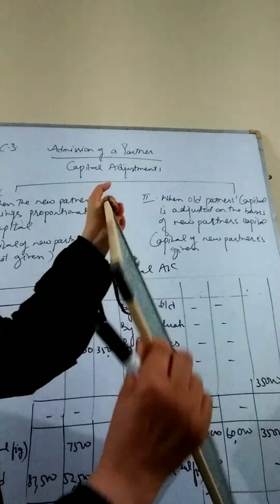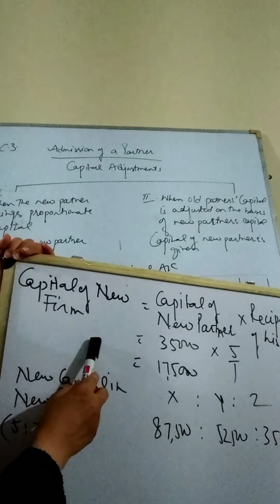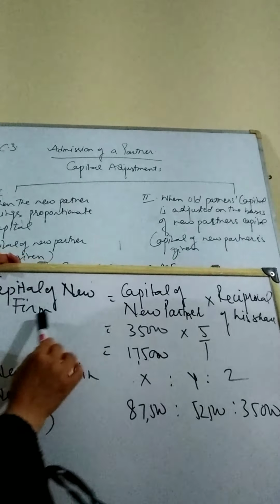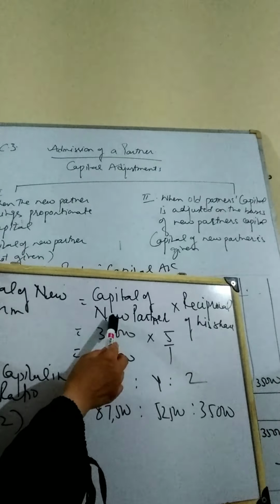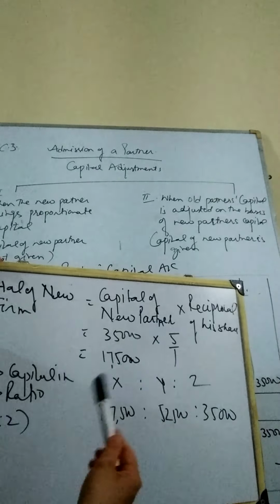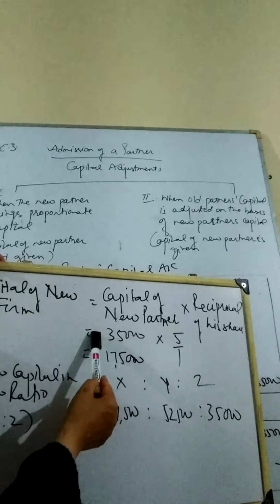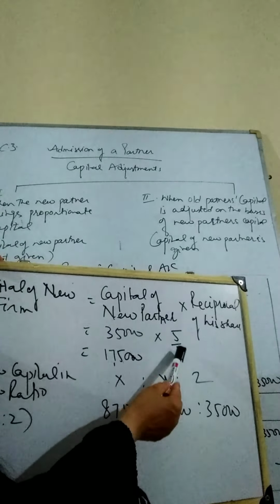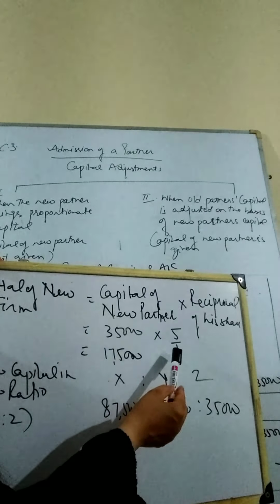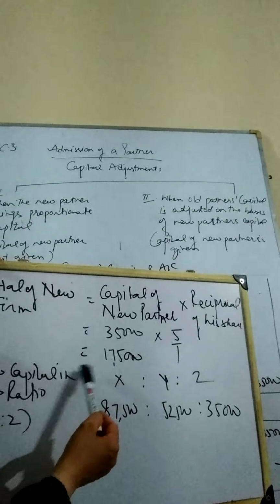Let us see. First of all, we have to calculate the capital of the new firm. Here I am writing firm, I am not writing the partner. Capital of the new firm will be calculated with this formula: capital of the new partner multiplied by the reciprocal of his share. What was the new partner's capital? What was he bringing in cash for capital? 35,000. And reciprocal of his share, because his share was 1/5, then we do the reciprocal, that 5/1. Then the entire capital of the firm will be 1,75,000.